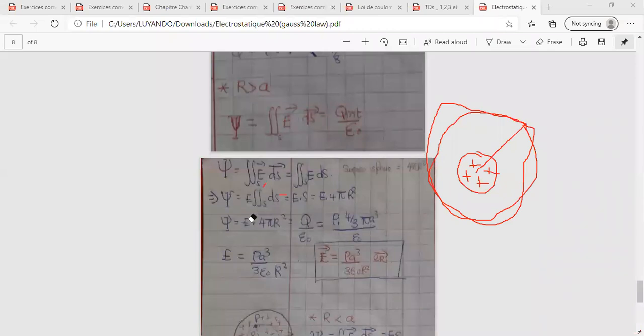So we're going to go with E dS, we integrate dS, we're going to have S, and then we know the surface area of a sphere is equal to 4 pi r squared. So where there's S, we put that value, and then multiplied by E, equals Q over epsilon zero. Our surface is going to be 4 pi r squared, and Q is equal to this, over epsilon zero.